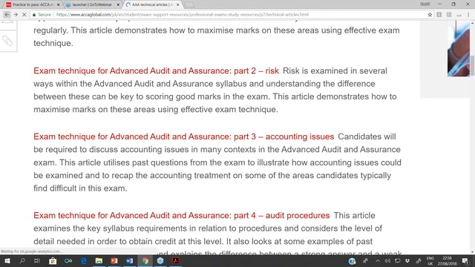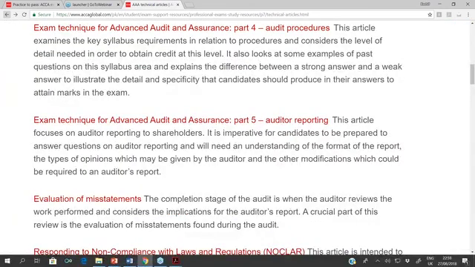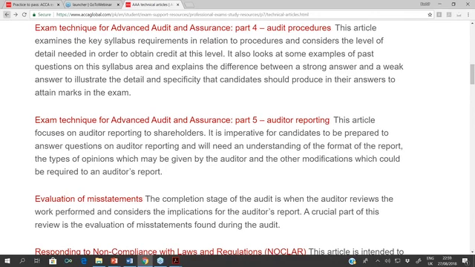See part 3, see the part 4. The part 4 is on procedures. How to be good on procedures. This has been updated just yesterday. Just 24 hours ago, this article was updated. How to be good on audit procedures. So if you think you're bad on audit procedures, please read this article before Monday. And then there's the last article, how to be good on reporting.